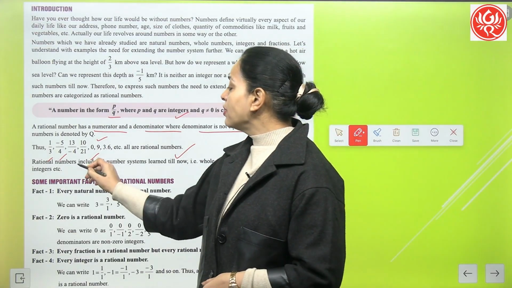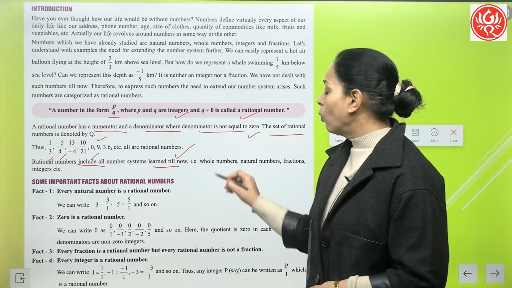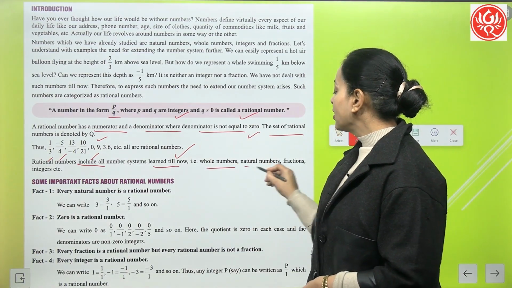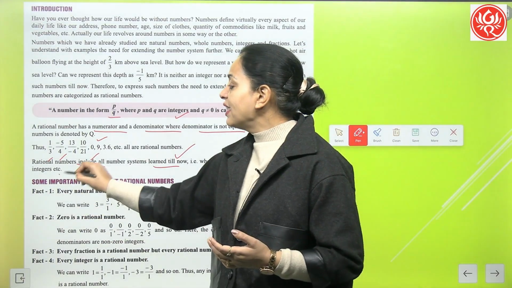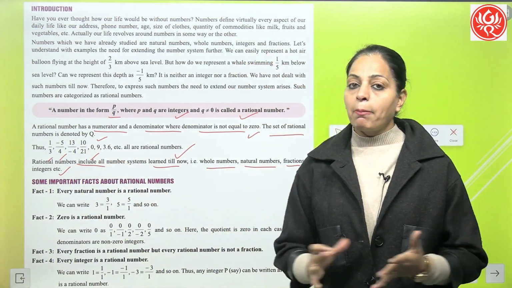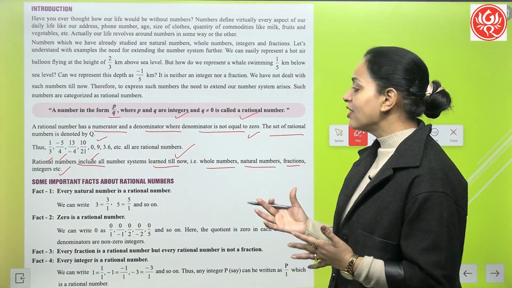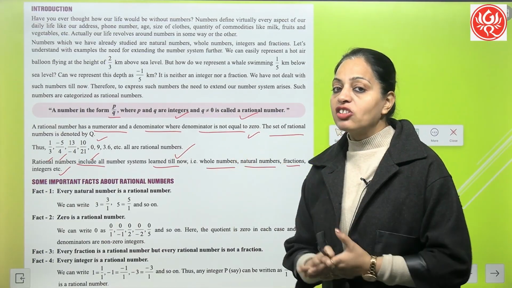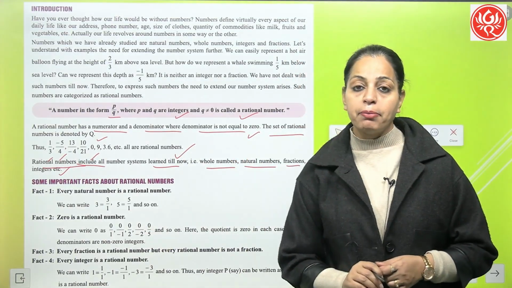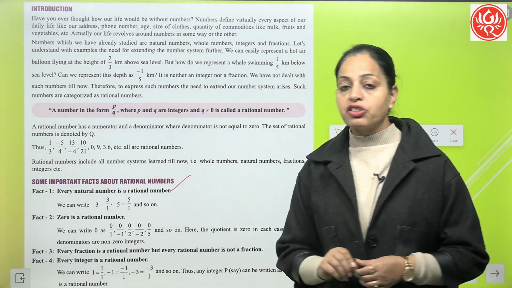So rational numbers include all number systems learned till now. That is whole numbers, natural numbers, fractions, integers, etc. जितने भी नंबर्स हैं, चाहे वो होल नंबर हो, नेचुरल नंबर हो, इंटीजर्स हो या फिर फ्रैक्शंस हो, वो सब कहाँ पर आ जाएंगे? रेशनल नंबर्स में, राइट? So now some important facts about rational numbers.